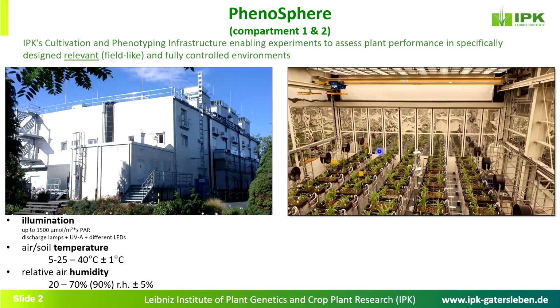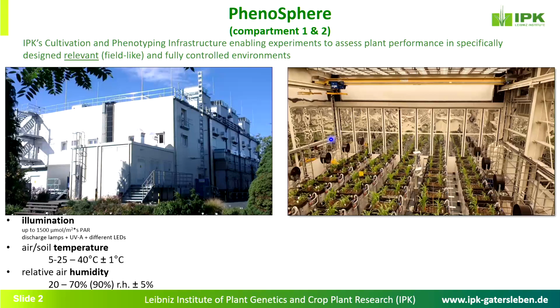And the parameters which we can control are first, obviously, the illumination. So it's a combination, which you can see here, out of metal halide lamps, ultraviolet A lamps, and differentially colored LEDs. We can mix together a color spectrum which reflects a certain daytime. For example, at midday, have more blue content, or at sunset and sunrise, a higher red content.